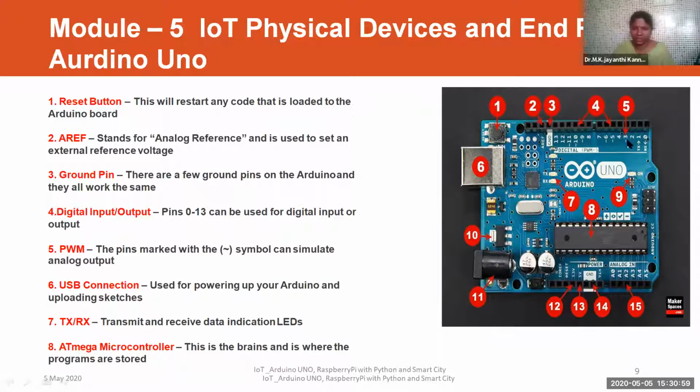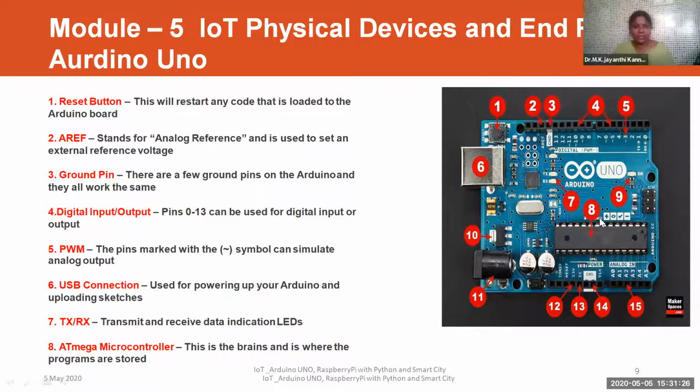The same way here we have 14 pins. Through these pins we can send and receive the input and output from the Arduino board. The fifth one is called PWM. This pin, marked with the approximately symbol, can simulate analog output. So the fifth pin is specially used for creating the analog output through this approximate pin.